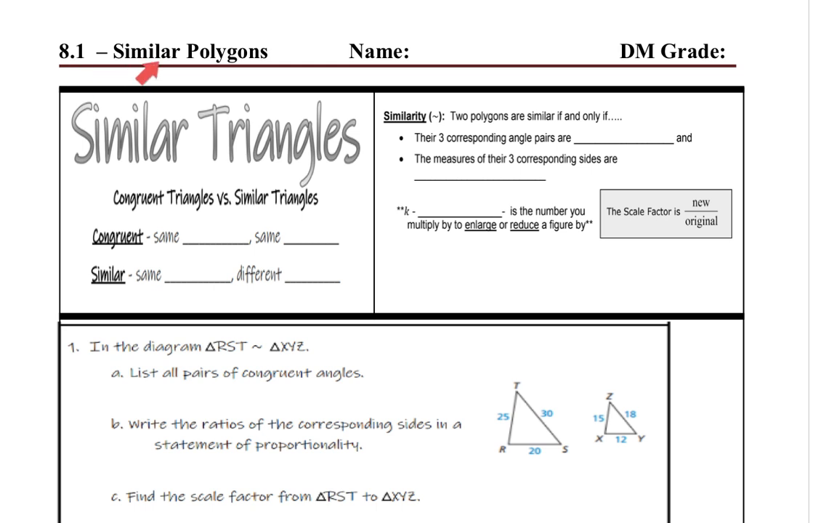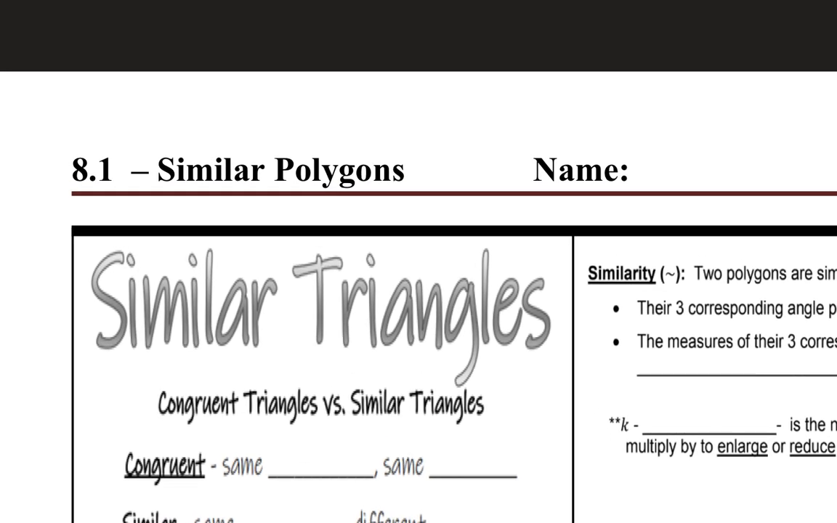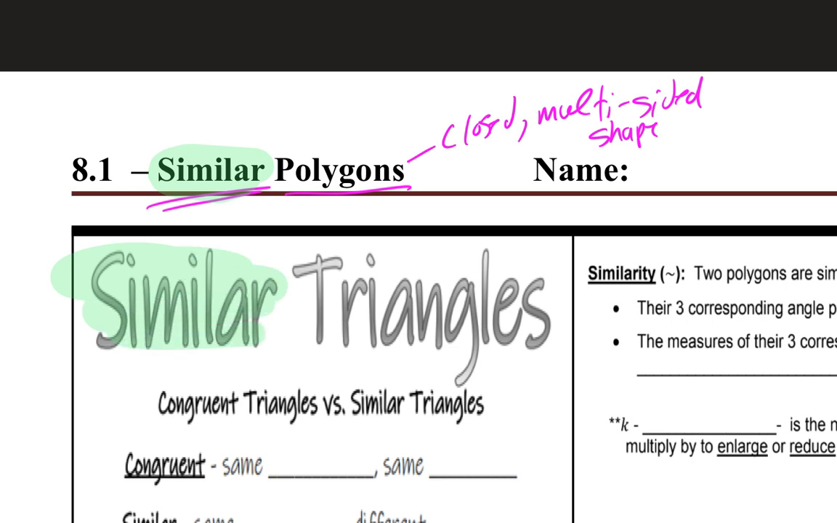So we're going to start with what we call similar polygons. A polygon is just a closed, multi-sided shape. So what is similar? Similar is the main vocabulary word that we're going to talk about today. So similar triangles and then other similar shapes.